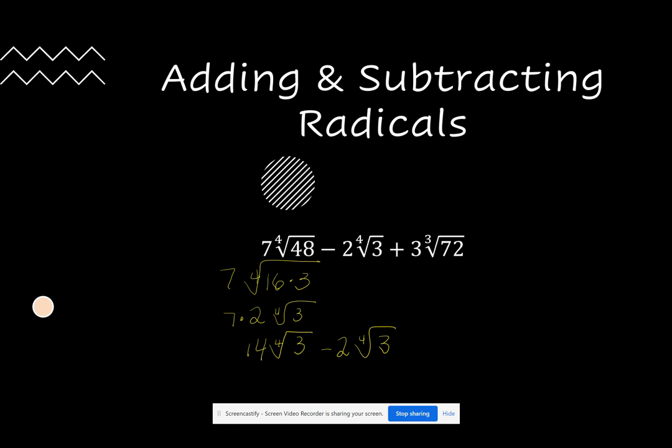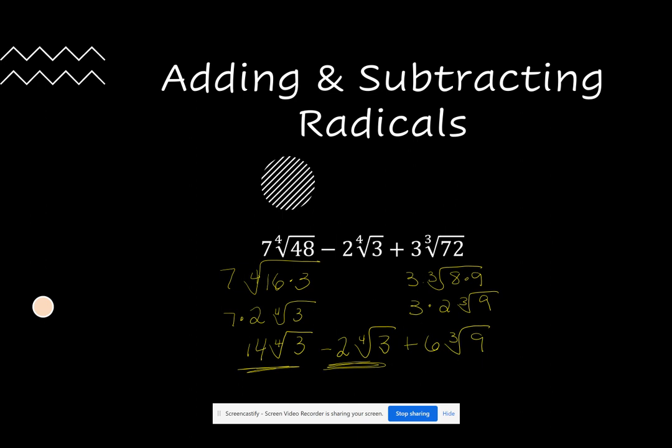So in this case, it would be 8 times 9. So the cube root of 8 is 2. So 3 times 2 times the cube root of 9. So we have plus 6 times the cube root of 9. So in this case, the only ones we can add together are these.